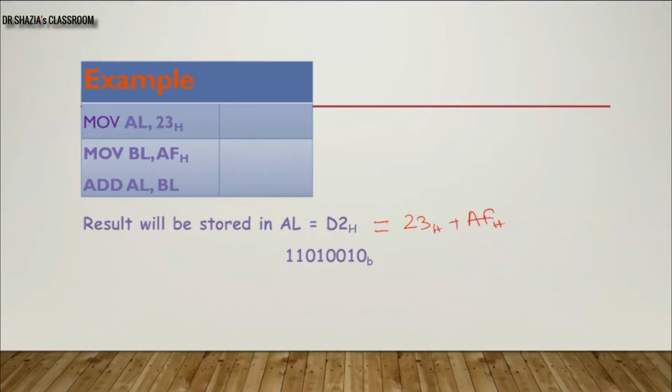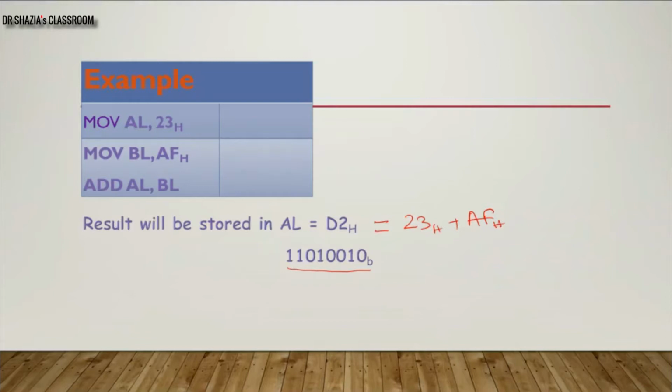So we are basically performing hexadecimal addition, and my result will be stored in the destination. Add destination, source. BL is the source here, AL is the destination. So the sum, which is D2 in hexadecimal, will be stored in the AL register. I have written this result in binary just to understand what this result means to us.